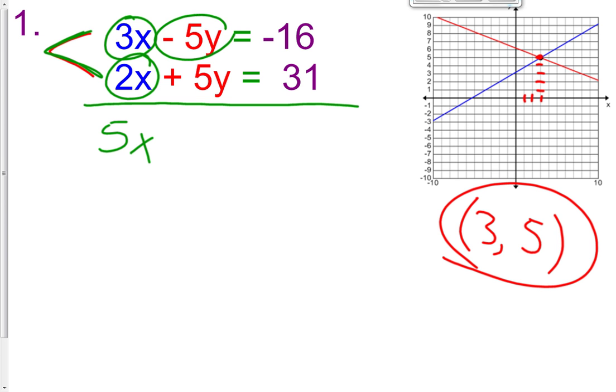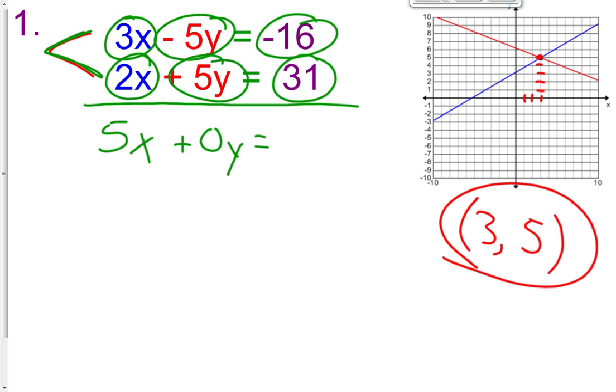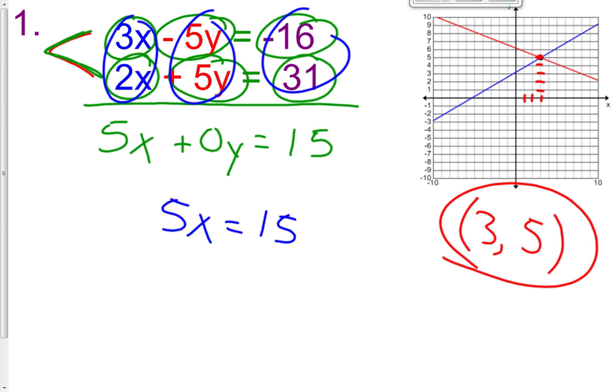Adding the next one, what's negative 5y plus 5y? Well, it is 0y, isn't it? And then what is negative 16 plus 31? When I add those two together, I get a positive 15. So when I add up all the x's, all the y's, and the constants, I really get 5x equals 15. Because 0 times y is just 0, so I'm not even going to write that down. I just get 5x equals 15.